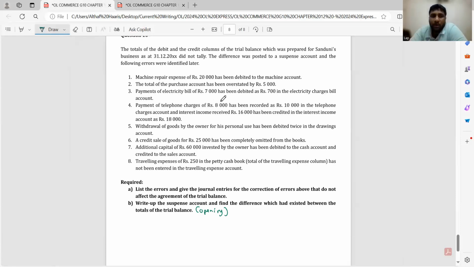Now let's do question 10. The total of the debit and the credit columns of the trial balance prepared for Sandhuni's business as at 31st December 20x6 did not tally, did not agree. The difference was posted to a suspense account and the following errors were identified later. Machine repair expense of 20,000 has been debited to the machine account.